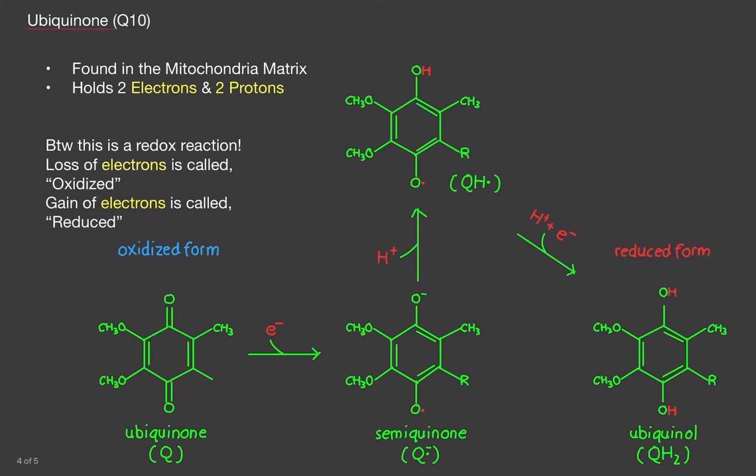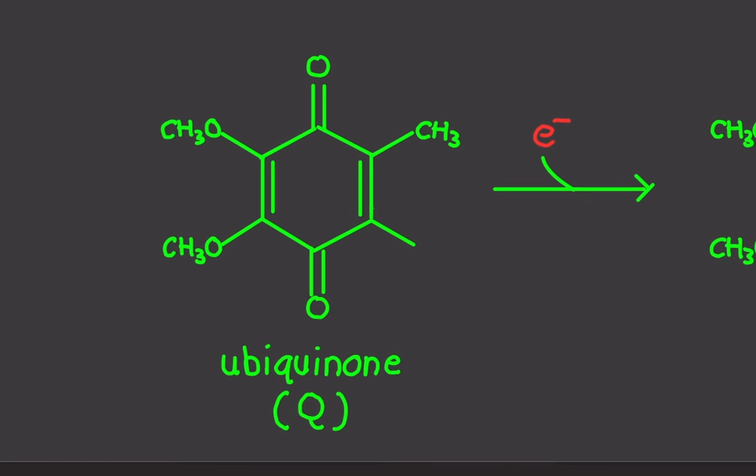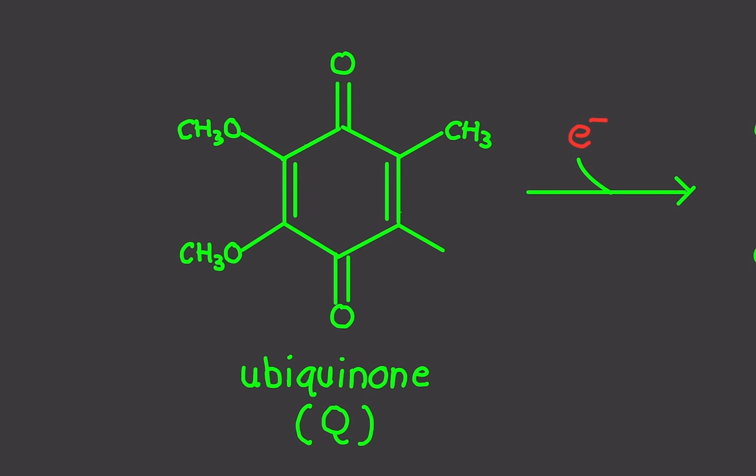So let's do the first one. Ubiquinone, also known as Q10. It's found in the mitochondria matrix. It holds 2 electrons and 2 protons. So the molecule of ubiquinone can physically hold on to 2 electrons and 2 protons. So this train, this bank can only hold on to 2 electrons and 2 protons. So here's ubiquinone, abbreviated with Q. So anytime you see Q going forward, that's ubiquinone.